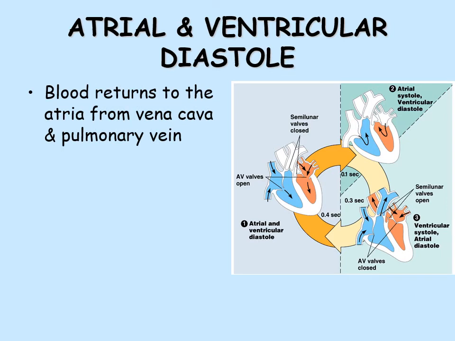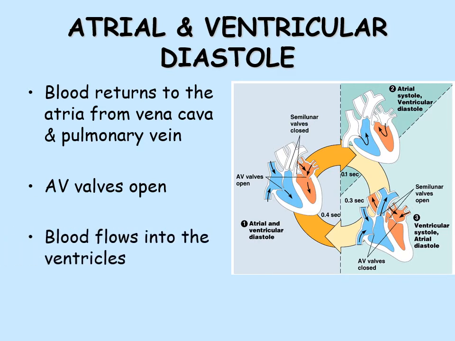So blood will return to the heart into the atria from the vena cava and the pulmonary vein. For the blood to then go into the ventricles from the atria, the AV valves need to be open, and that allows that blood to flow into the ventricles. Now, on the diagram for the first stage here, atrial and ventricular diastole, it shows that it takes about 0.4 seconds on average for this stage to happen. This is the longest stage of the cardiac cycle.